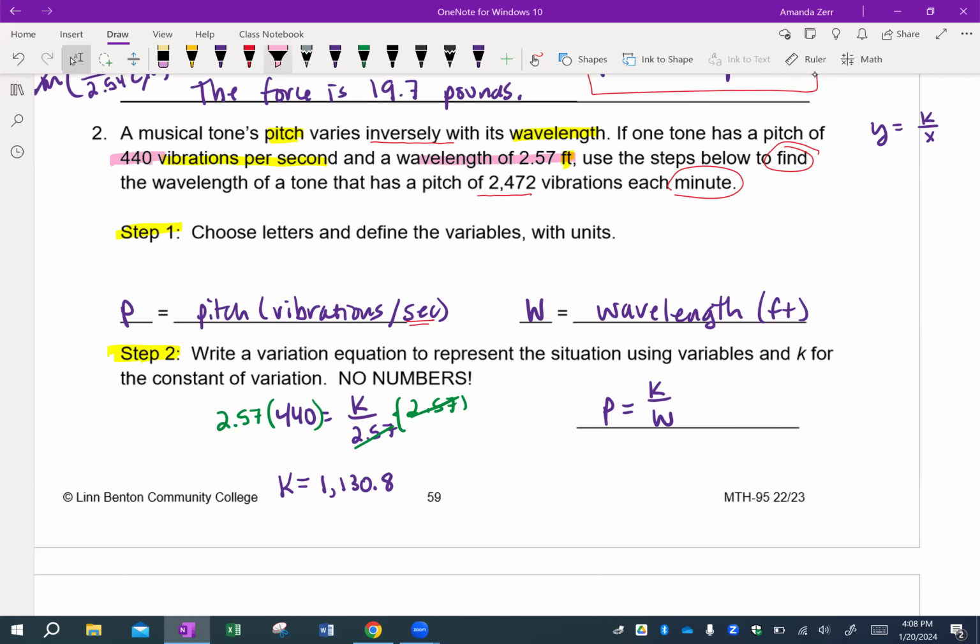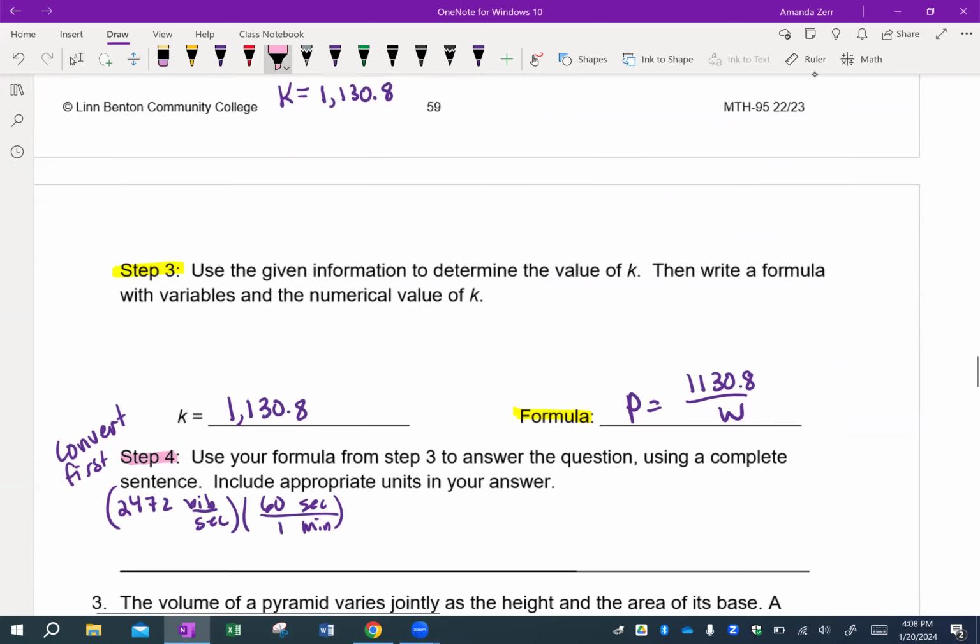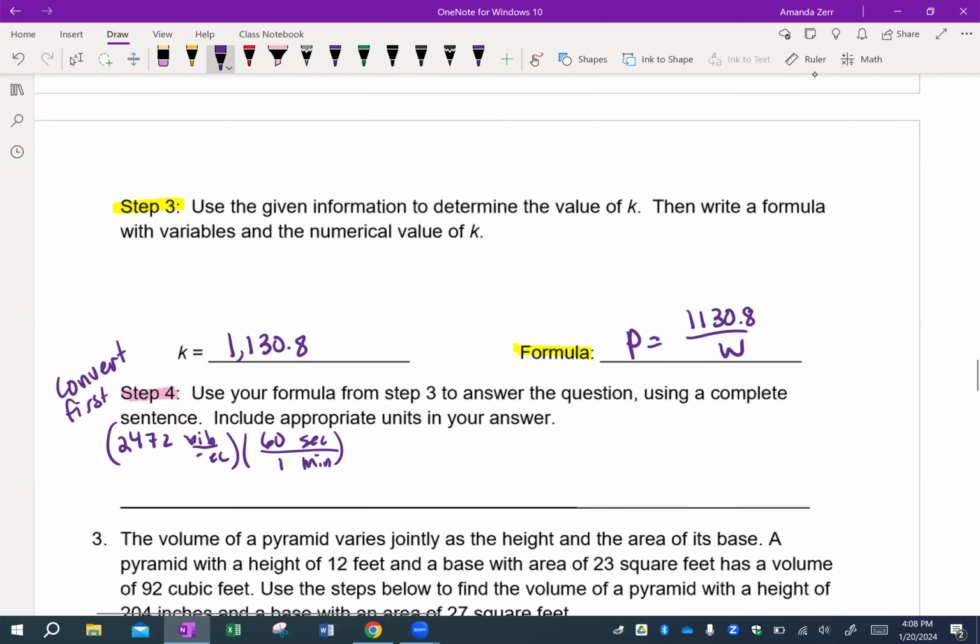Oops, I did that backwards. Okay, it was in minutes, and we have to convert to seconds. Sorry about that. So this was wrong. This was in minutes. Got to read. Okay, so it's in minutes. We don't want minutes. That's the same thing as 60 seconds. So convert to seconds first.